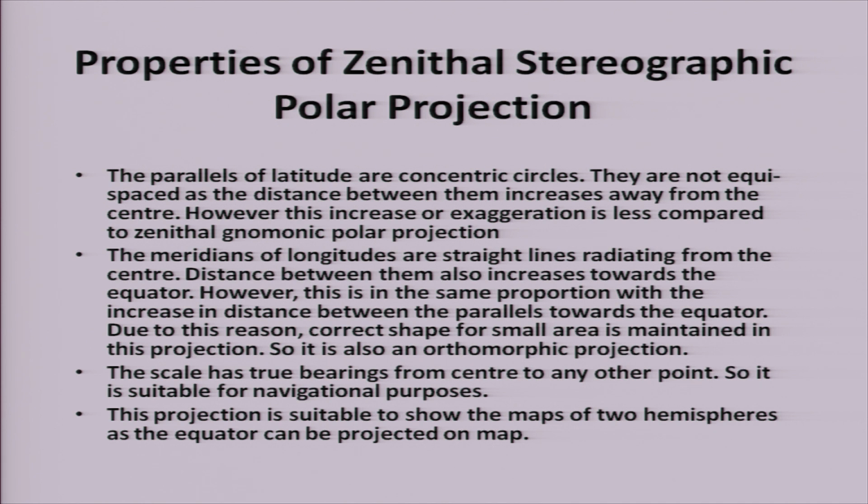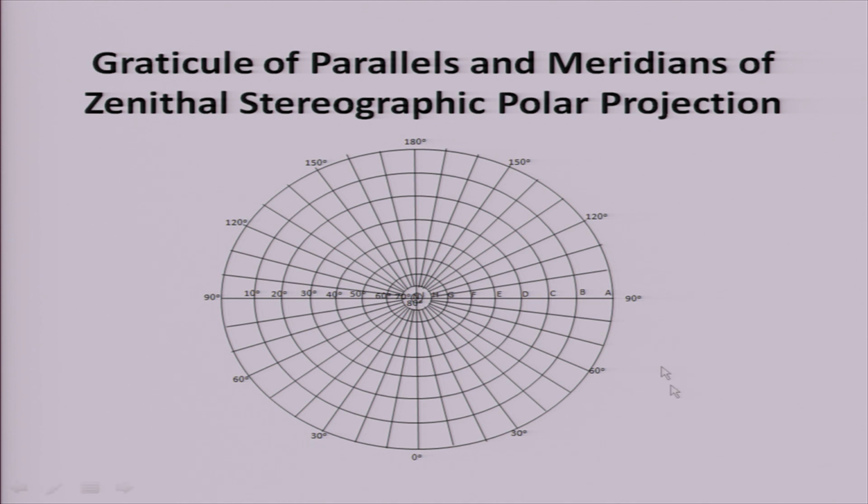We already studied that meridians are straight lines radiating from the center, and the scale has true bearings from the center. So this is also an azimuthal projection, like all zenithal projections are. And because of this property, it is used for navigational purposes, and we have seen that the equator is also projected in this projection. So the entire hemisphere can be represented. This is the equator part which is projected, so the entire hemisphere can be represented in this projection. So it is definitely an improvement over the previous type, like zenithal gnomonic polar projection.